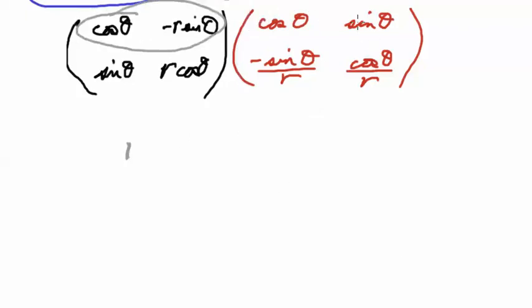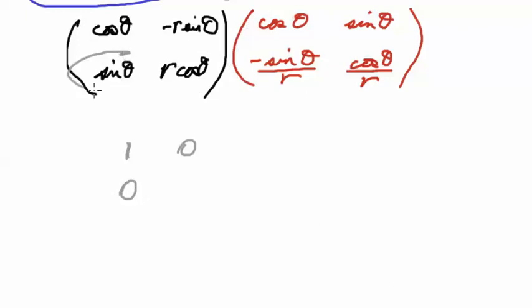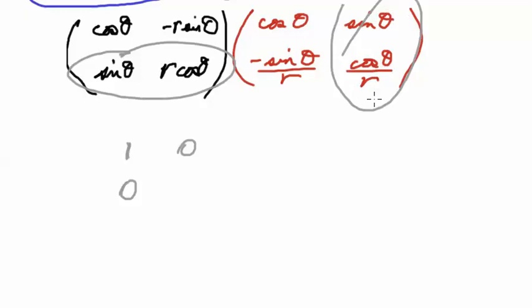And take these two times these two. Cosine theta sine theta minus r over r sine theta cosine theta is 0. And we'll have sine theta cosine theta minus r over r sine theta cosine theta will be 0. And then we'll have sine theta r cosine theta times sine theta cosine theta over r, which is sine squared theta, plus r over r cosine squared theta is 1. So yes, this is definitely our inverse matrix.